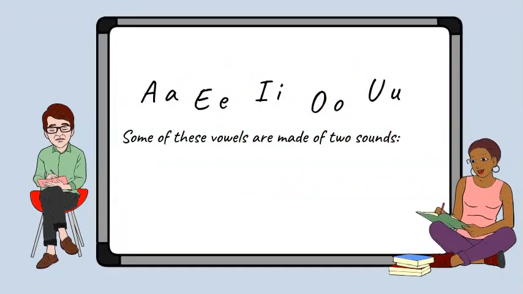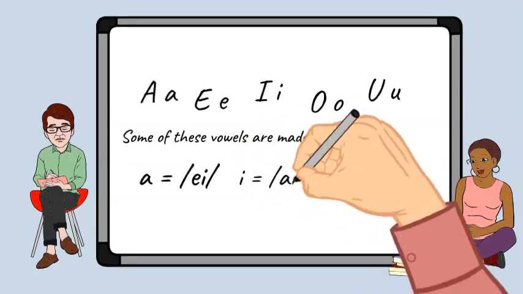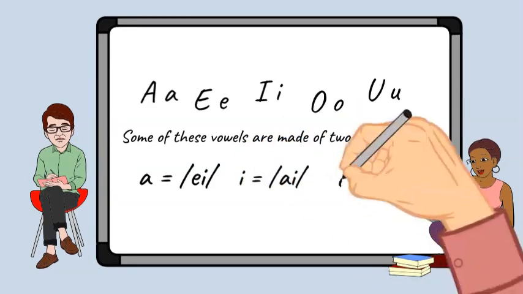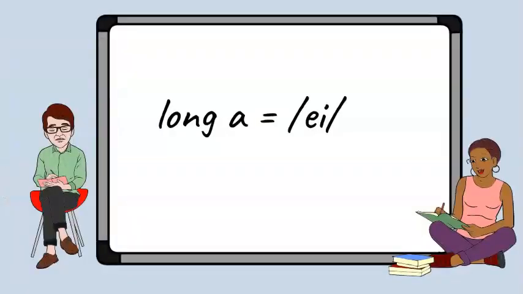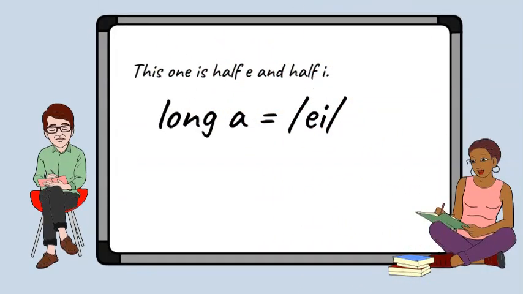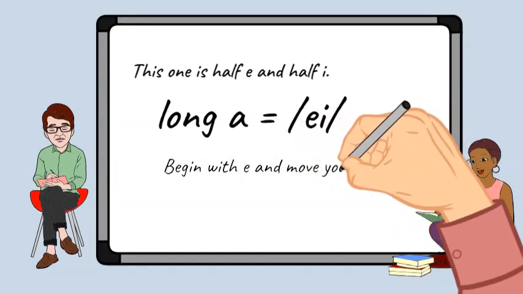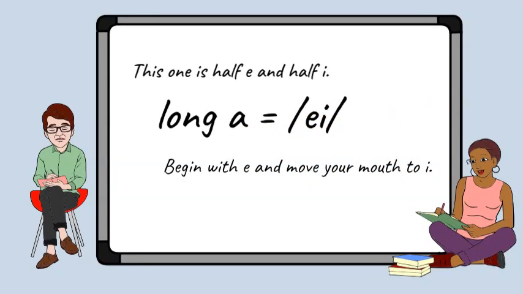Some of these vowels are made of two sounds. A, I, O. Long A, A. This one is half E and half E. Begin with E and move your mouth to E. A, A.